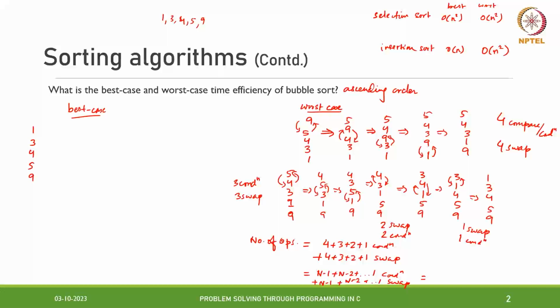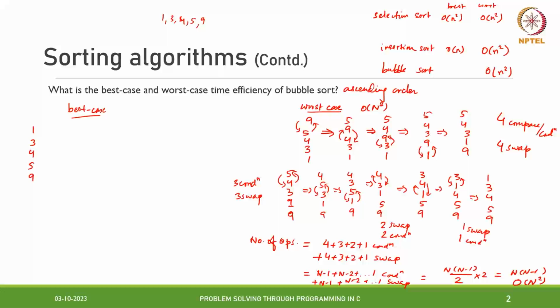So you can calculate this. This is n into n minus 1 by 2 into 2, right? By 2 into 2. So this is n into n minus 1. That means order of n square. Okay, so the worst case time efficiency of bubble sort is of order of n square. Let me write this down. So bubble sort, the worst case time efficiency is order of n square.